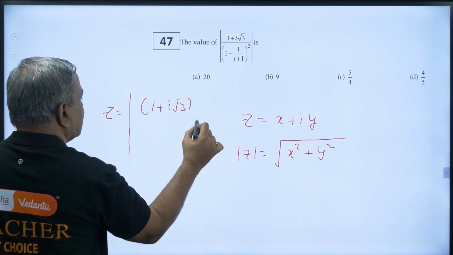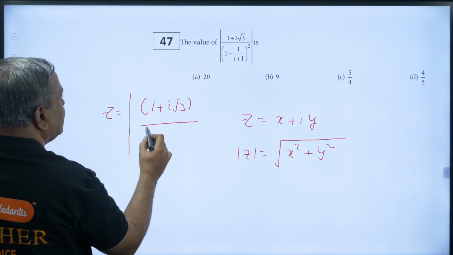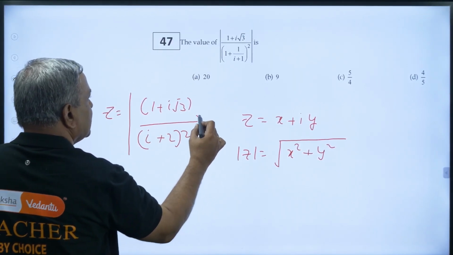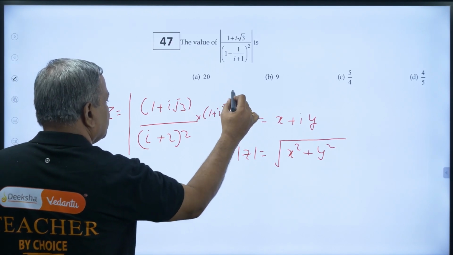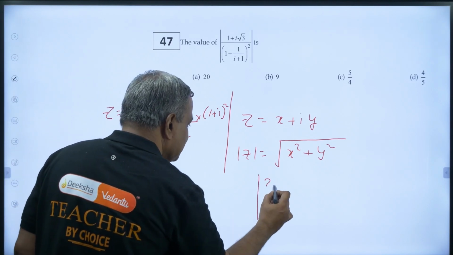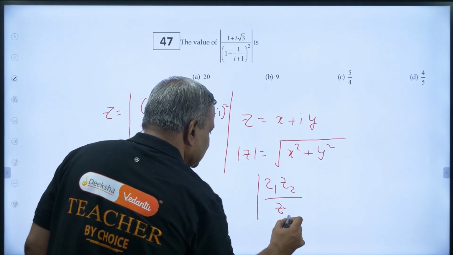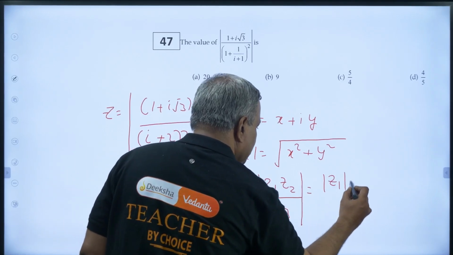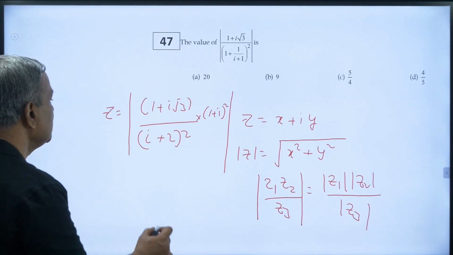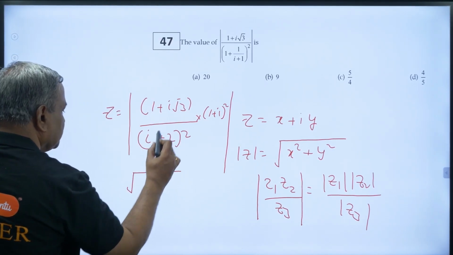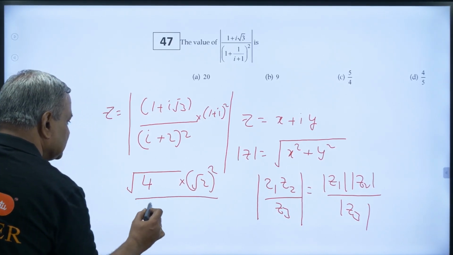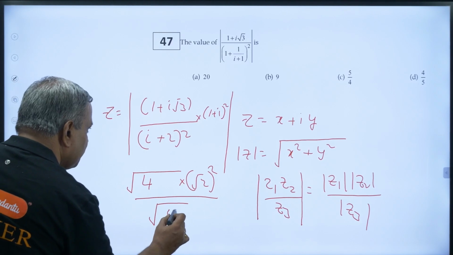So if we simplify these complex numbers, this is nothing but 1 plus i root 3 divided by, this is nothing but (1 plus i) whole square into (1 plus i) whole square. Correct? So when so many complex numbers are given, the modulus of z1 z2 z3 is nothing but mod of z1, mod of z2, mod of z3. We can take the modulus individually. So this modulus will be the square root of 3 plus 1, which is 4. This is the square root of 2 whole square, and this will be the square root of 4 plus 1, 5, whole square.